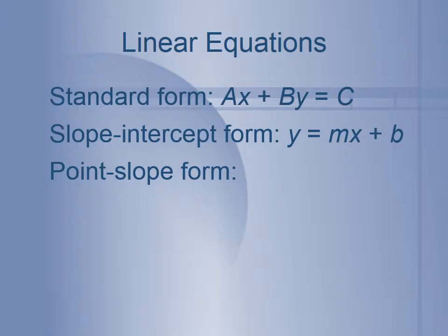Now we're going to learn a new form of a linear equation called the point-slope form. The point-slope form looks like this: y minus y1 equals m times x minus x1. So this y and this x, the ones that don't have subscripts on them, those are just for your equation. They don't change. This y1 and this x1 and this m are things that do change. Those are the things that are given to us so that we can figure out the equation.